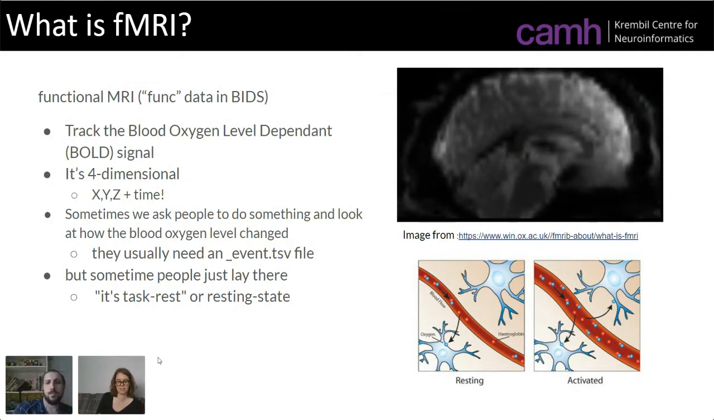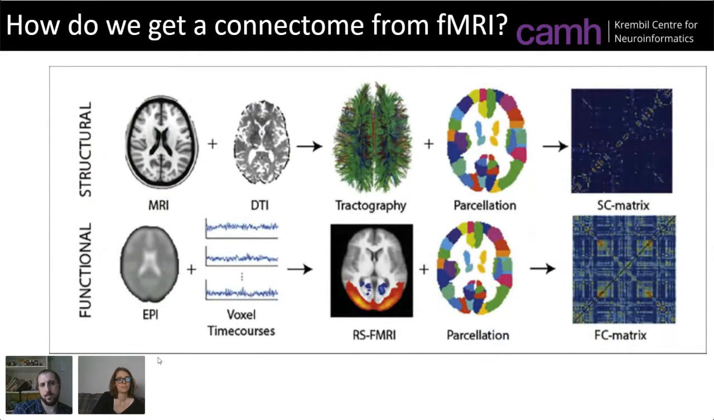So this gave us this idea that if we just correlate or look at how these areas in the brain are correlated with each other, we can build these other types of connectivity matrices of essentially just covariance in this BOLD signal in the brain.